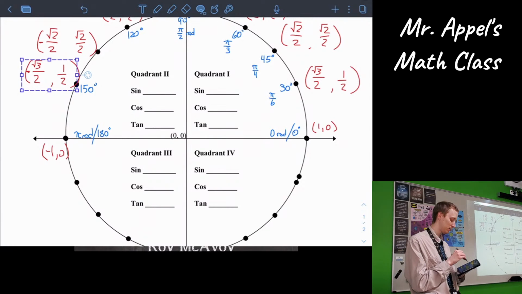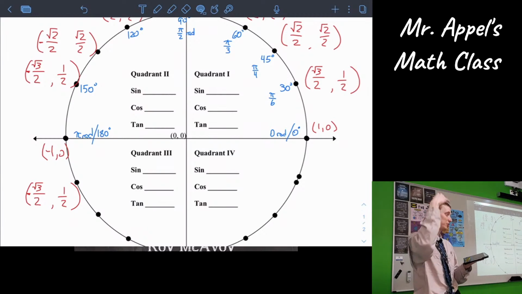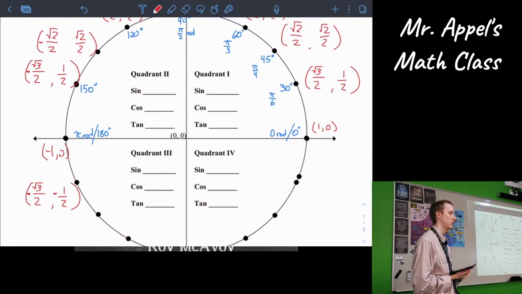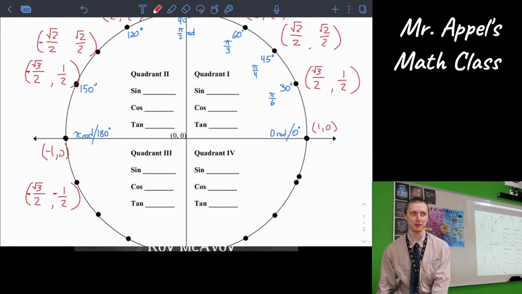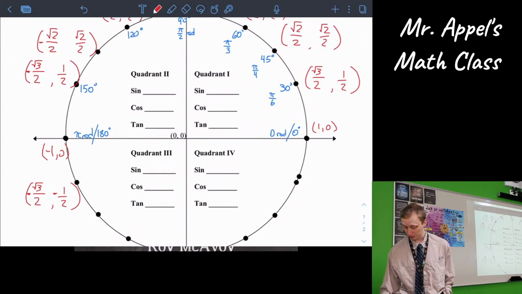If I move this down here, right, and just take this thing straight down, the x didn't change. The y height flipped over, and so now the y is negative, right? So the whole bottom half of the unit circle is exactly the same as the whole top half of the unit circle, except all the y values get negative. Right? That's the only thing that changes. Just watch your signs, and you can fill the whole thing out.